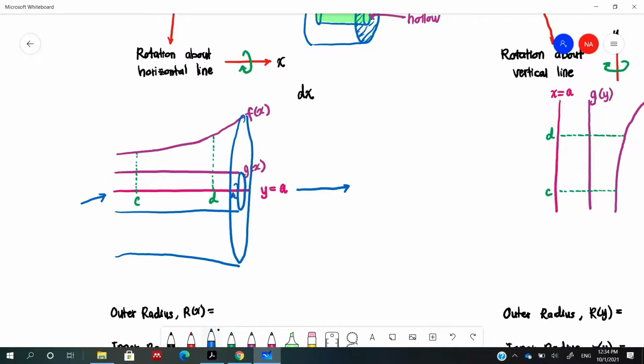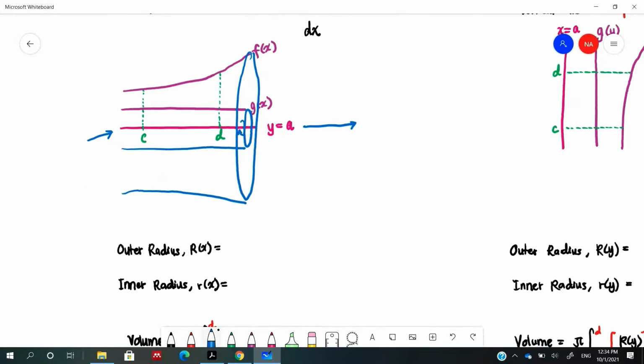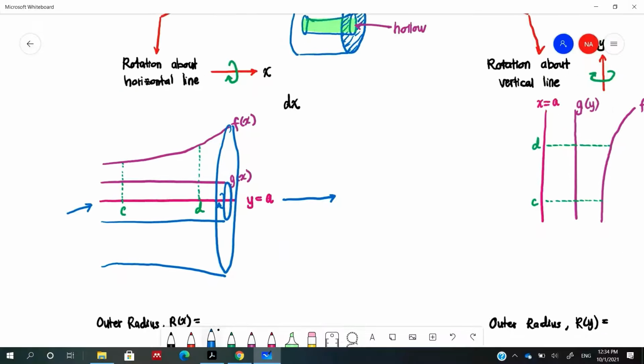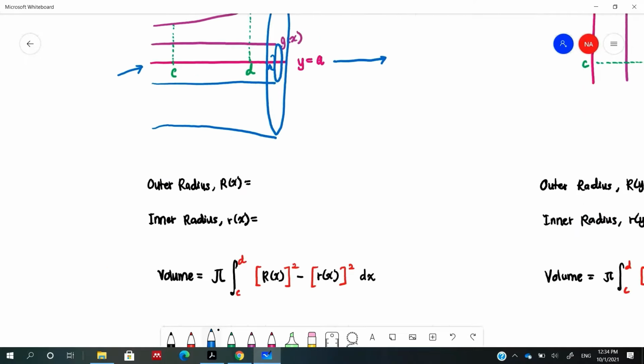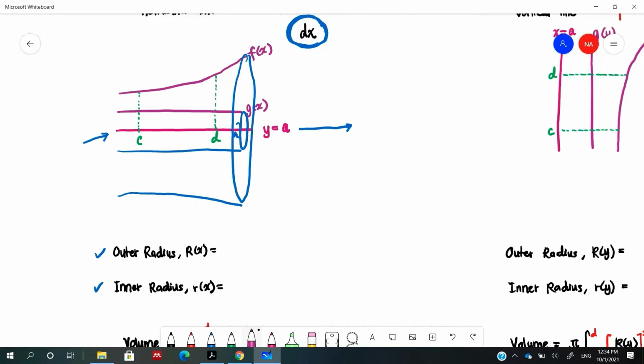For this type of graph, we should find the outer radius and the inner radius. Because we want to rotate about a horizontal line, which is parallel to the x-axis, we integrate with respect to x, so the outer and inner radii should be in terms of x, functions of x. Looking at the functions, f(x) is outermost, so this is the outer, and this is the inner.